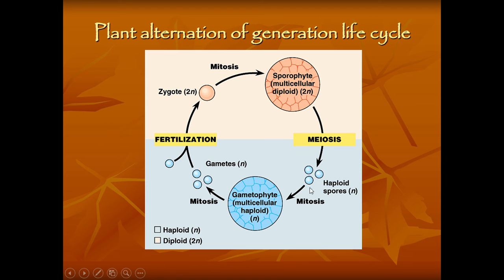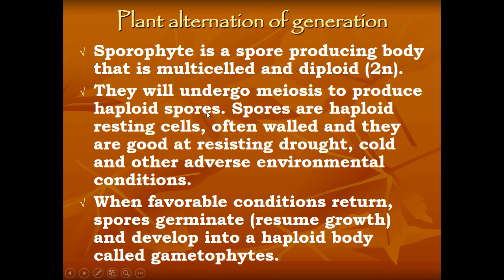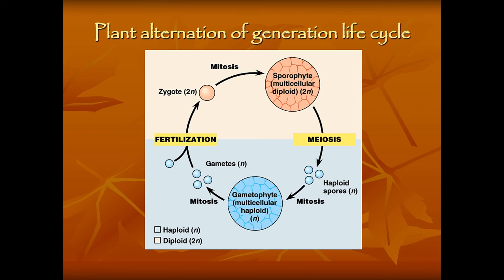This haploid spore later will again undergo the mitosis process to produce a gametophyte. This gametophyte will undergo mitosis again to produce male and female gametes, and these male and female gametes then will fertilize to produce a zygote. So let's look further at this generation's life cycle.